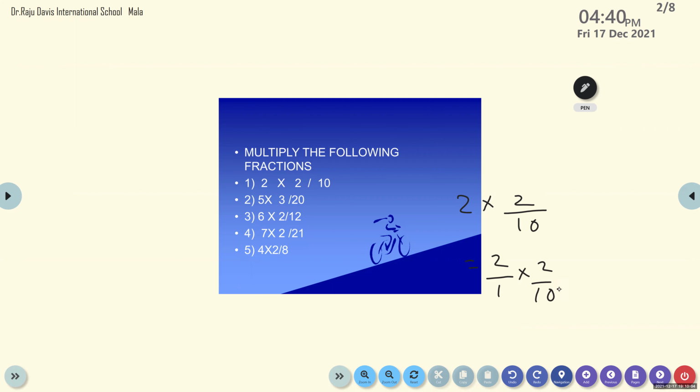Ma'am, after doing this, we have to multiply the numerator with numerator and denominator with denominator. Yes. If any simplification is not there, you multiply. Here some simplification is there, there only you can cancel it.